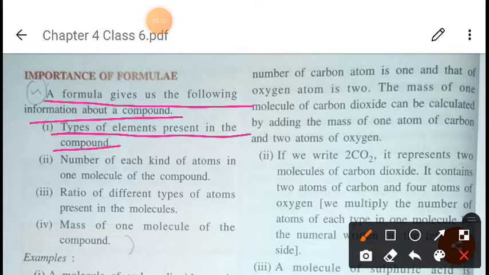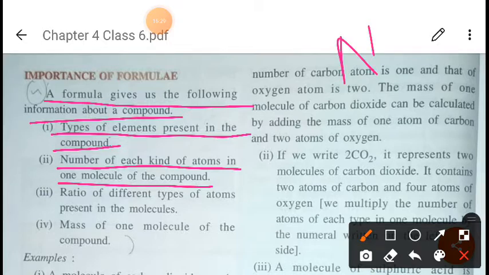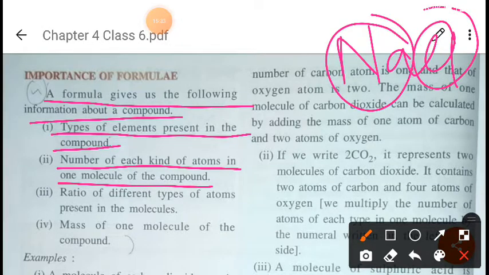Next, the number of each kind of atom in one molecule of that compound. What is the number of atoms of each element present in one molecule of that compound, we can identify from there. As you can see, NaCl means there is one atom of sodium and one atom of chlorine. From this formula you can easily identify this.